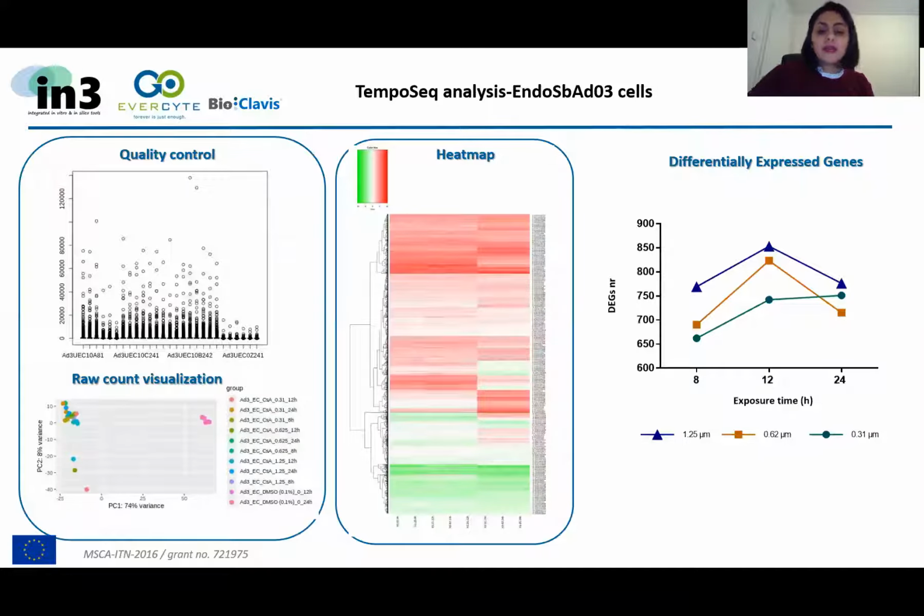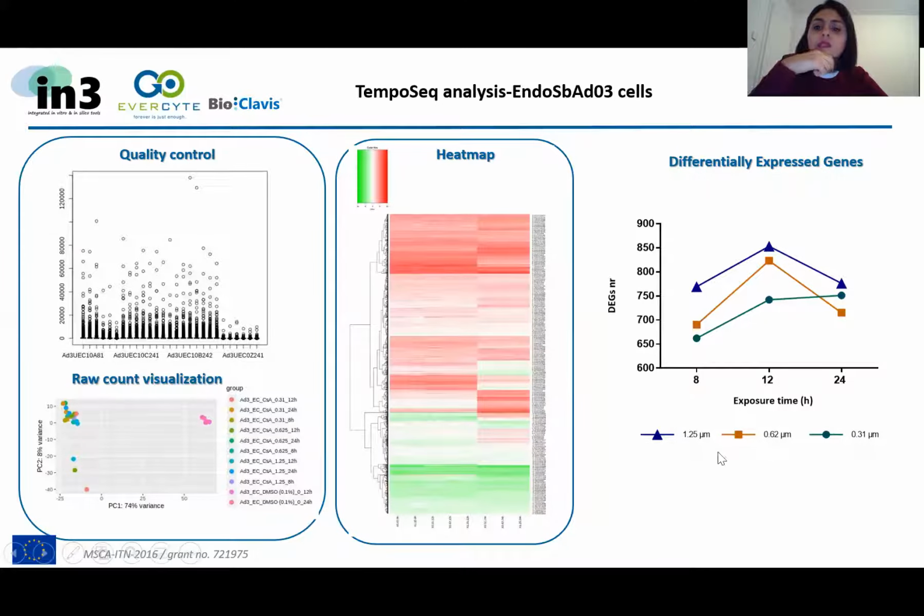So then we did some TempO-Seq analysis for the iPSC-derived cells, because we didn't have the opportunity to do it also for HUVEC cells, but I thought maybe it's good just to put it here. So we did some quality control because we had some low read counts in our TempO-Seq, so we excluded all the low read counts. And then here you see the PCA. These pink ones are the controls, and these are the treatments, and we see that controls are clustered together, treatments are clustered together.